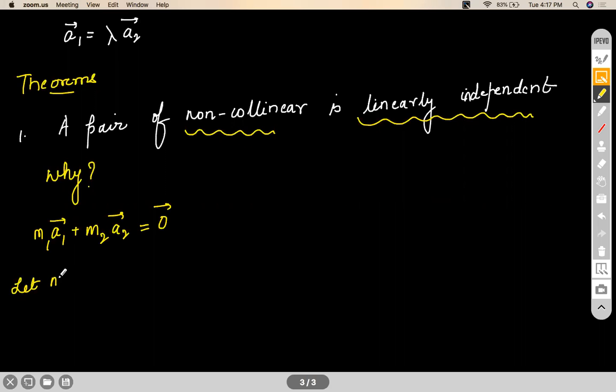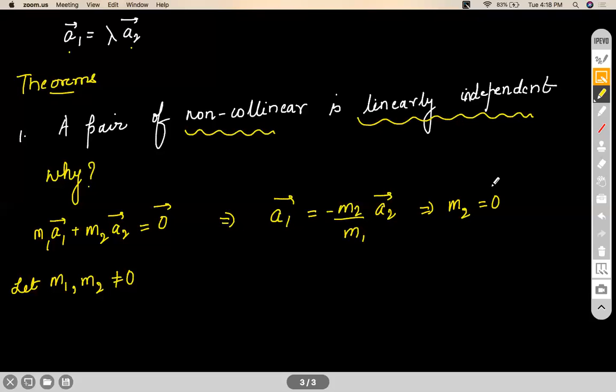If I say M1 and M2 are not equal to 0, that means I have considered them to be linearly dependent. Then a contradictory situation will be created. Now from here, can I write A1 as minus M2 by M1 times A2? But if this is the case, it can only happen when the vectors A1 and A2 are collinear. But it is given that A1 and A2 are non-collinear. That means this can only lead to M2 being 0. Are you getting my point?